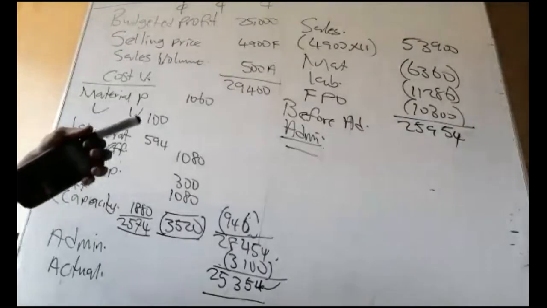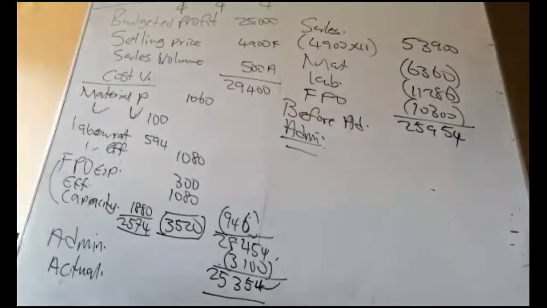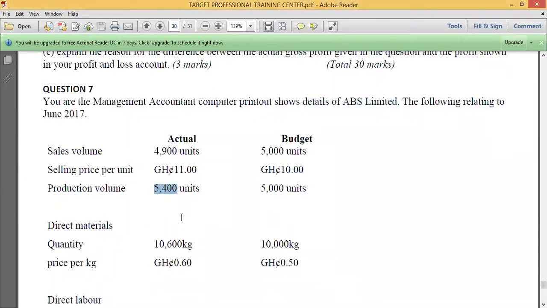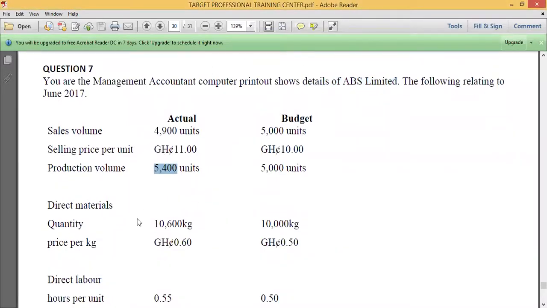So for the actual profit, we have to use the actual sales unit, not the production. So here we use the 4,900. But when we are calculating the material, we end up using the 5,400, which is totally wrong. So we have to use 4,900 in calculation of the profit. Other than that, we have to subtract the closing inventory.